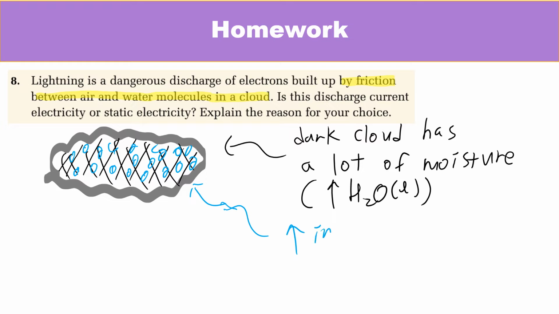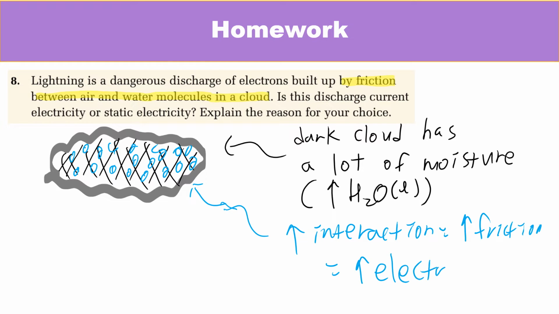This high interaction means high friction. That means it's gonna have a lot of electrons gathered at one area. Now, let's assume that a lot of electrons are located at the bottom. This phenomenon itself, so what's going on in here, is static.